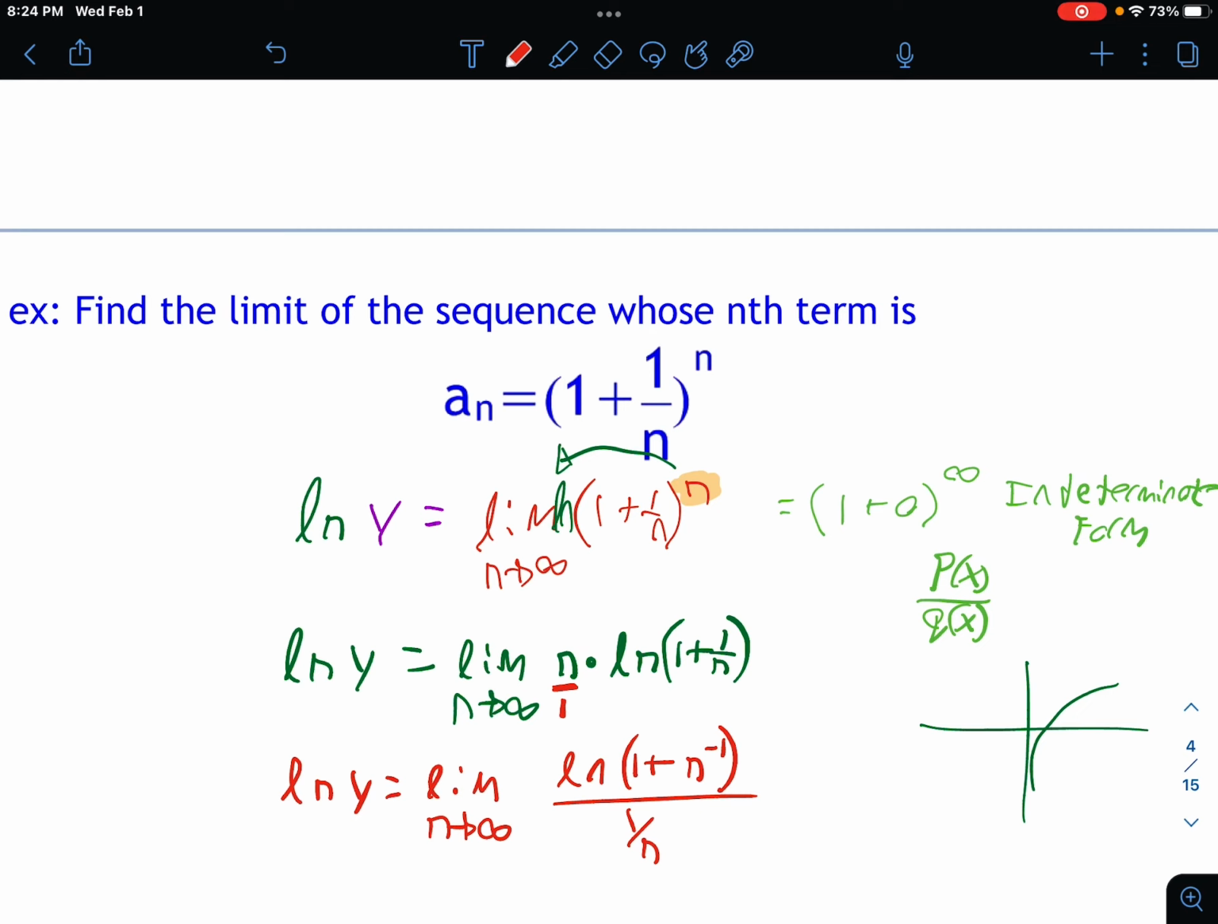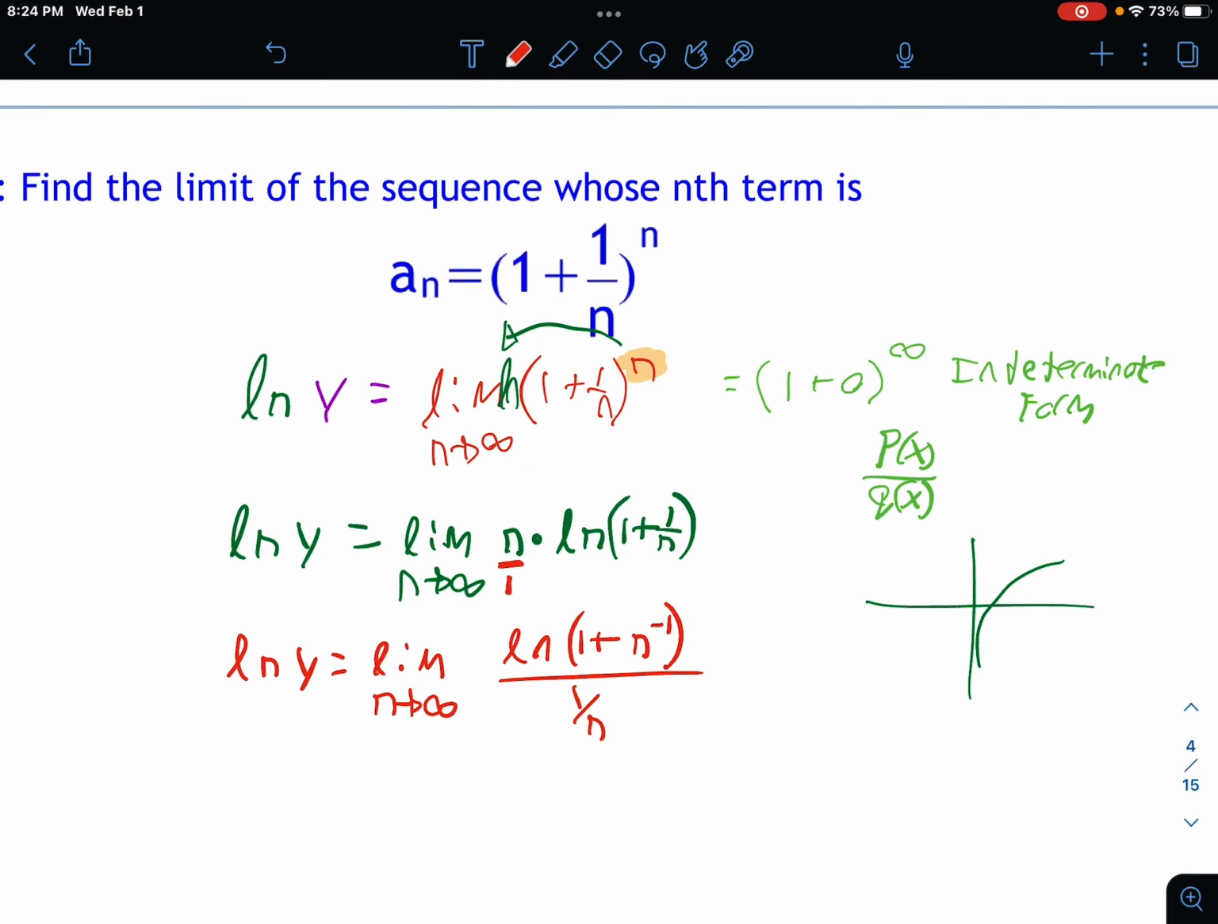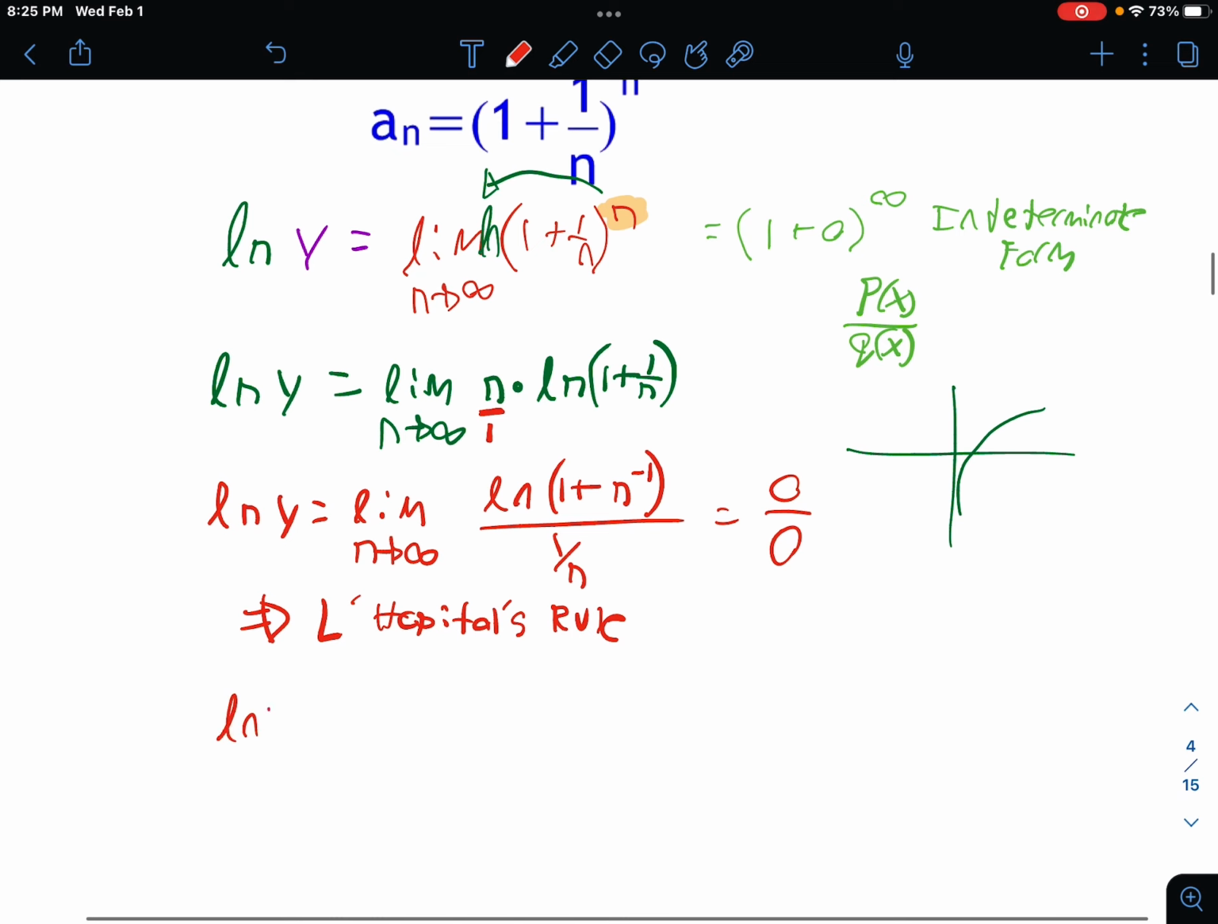Okay. Now we're at the point where we're able to substitute these values in. If we substitute in infinity, 1 over infinity, that's n to the negative 1 power, is 0. So we get ln of 1, which is 0, over 1 over infinity, which is also 0. 0 divided by 0 is an indeterminate form. So we're able to use L'Hopital's rule.